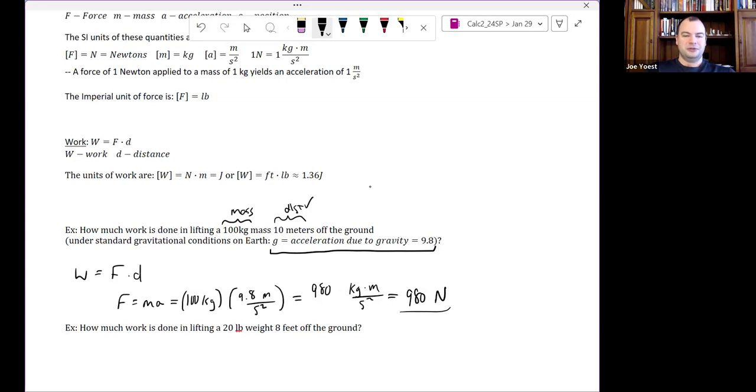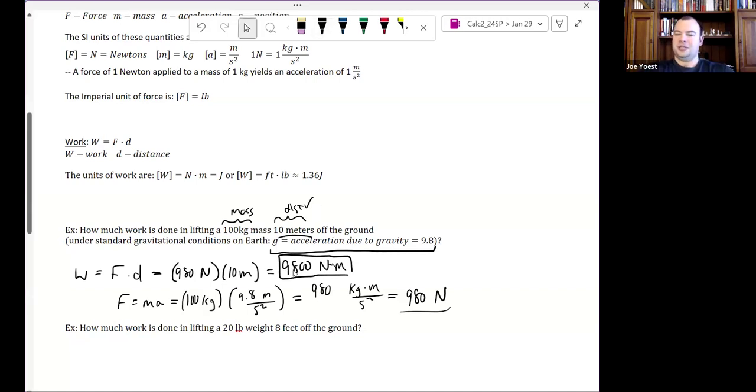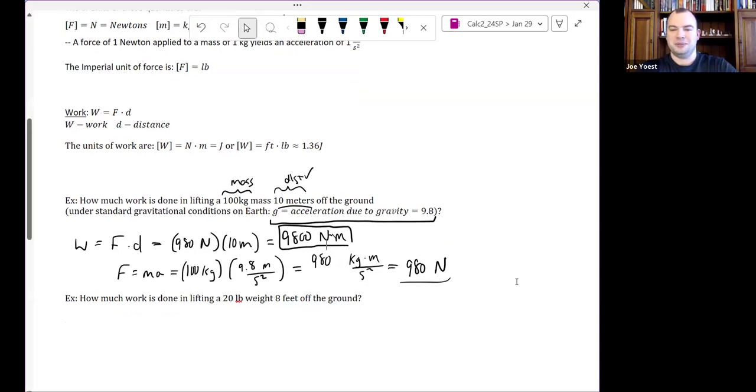So we have to apply a force of 980 newtons over a distance of 10 meters. And this gives me 9,800 Newton meters. So not too bad, right? Just the kind of basic algebra problem. We have this kind of discrete nature to this problem that we're applying a constant force over this distance. So we just have to multiply things together.